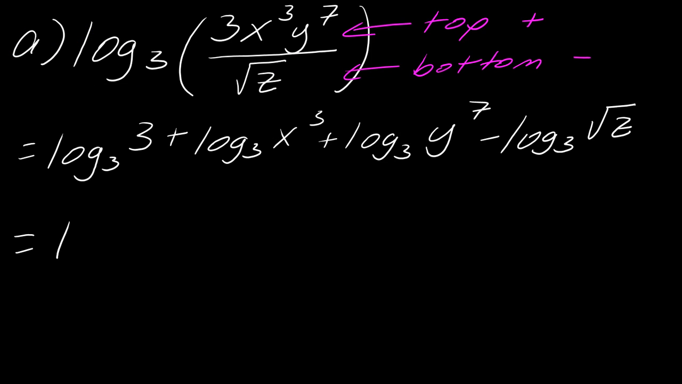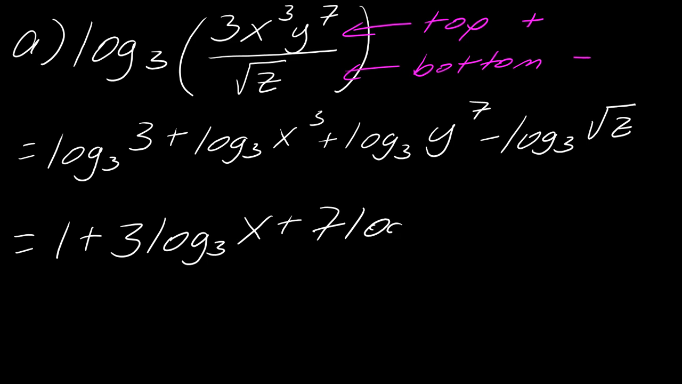So this is equal to 1. And then for these other terms, I can bring down the exponents. So this will be plus 3 log base 3 of x, plus 7 log base 3 of y. And then what's the exponent associated with the square root? That would be the same as 1/2. So minus 1/2 log base 3 of z.